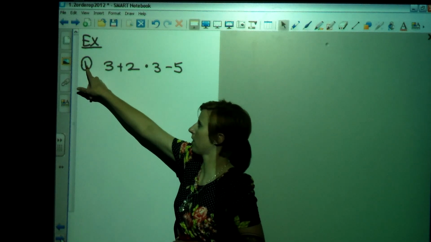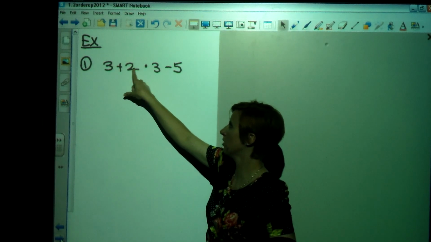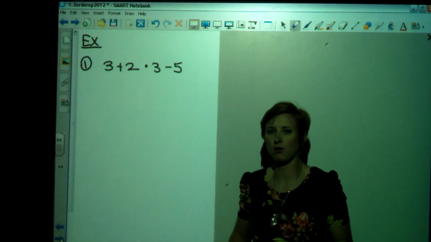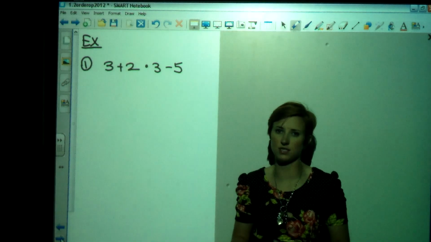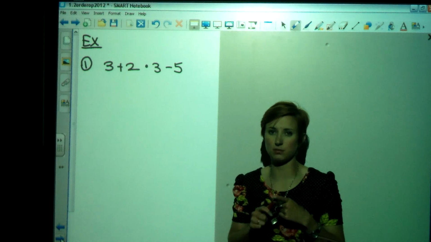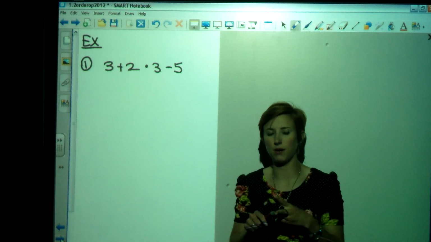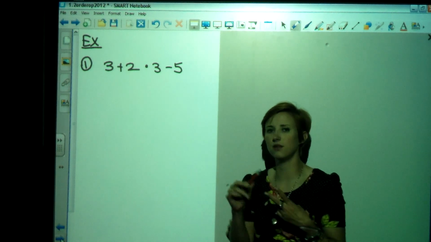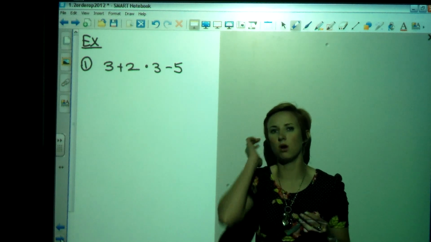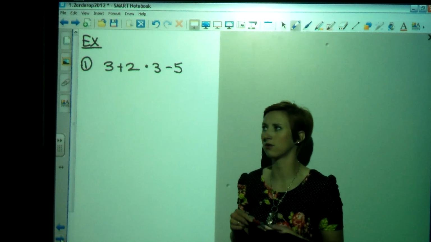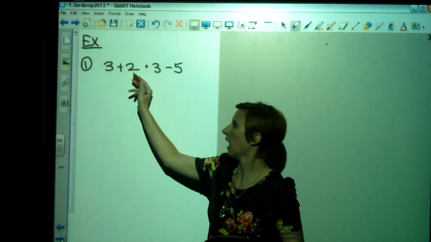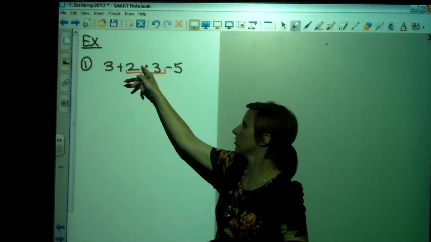So example number 1 is 3 plus 2 times 3 minus 5. So using the order of operations, we have to first check all of our steps. Do I have any parentheses or any grouping symbols? No. So I can skip step 1. Step 2 is exponents. Do I have any exponents? No. So we skip that step and we move on to step 3, which is to multiply or divide in order from left to right. So we look. Do I have any multiplication or division? I do. Right here at 2 times 3.